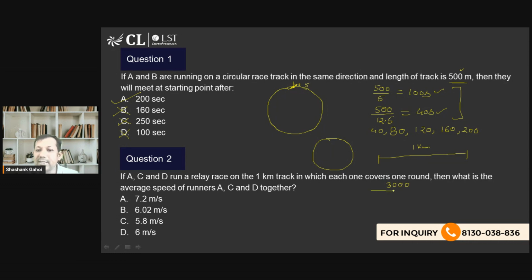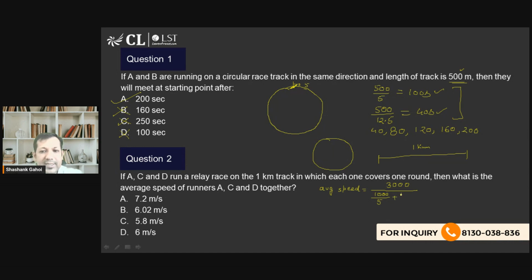So the question is talking about average speed, right? So what is average speed? Average speed is total distance upon total time. So A is running 1 kilometer, then C is running 1 kilometer, then D is running 1 kilometer. So together they are going to travel 3000 meters or 3 kilometers. Speed of A is what? Speed of A is 5. So what is the time taken by A to cover the 1 kilometer? That is 1000 upon 5.